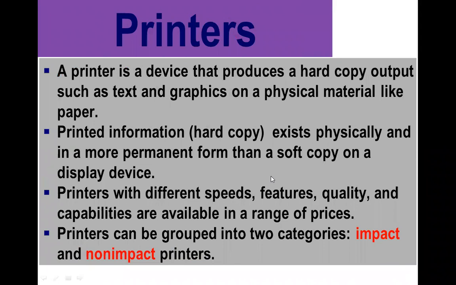Now, after looking at the display devices, we have other output devices like the printers. A printer is a device that produces hard copy output, such as text and graphics, on a physical material like paper. In this case, printed information is called hard copy. This is because it exists physically and in a more permanent form than the soft copy on a display device that exists temporarily. Okay?